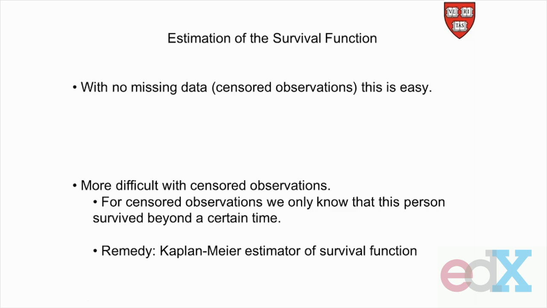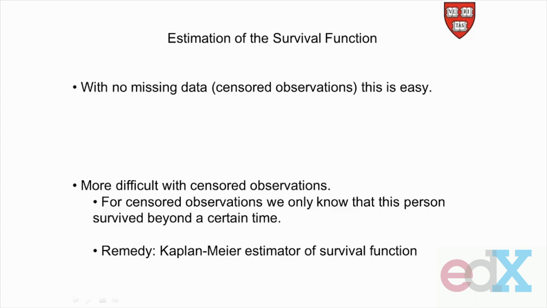Now the first thing we want to do is we want to estimate the survival function for the two groups. So with no missing data, i.e. no censored observations, this is easy. So for example, if we just want to estimate the probability of surviving beyond 1 year, we take the number of people that survive beyond 1 year and divide it by the total number of people in our sample. It's just a simple proportion. And that's easy to do, and it's easy because we don't have any missing data. We don't have any censored observations.